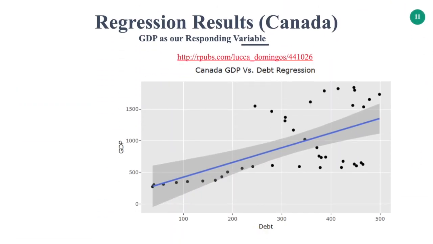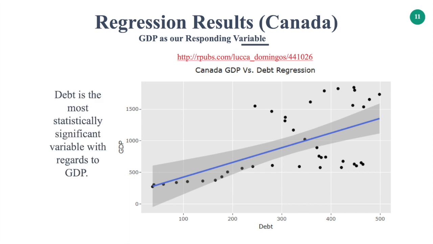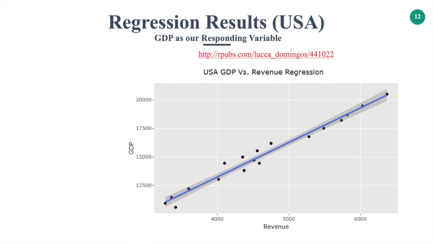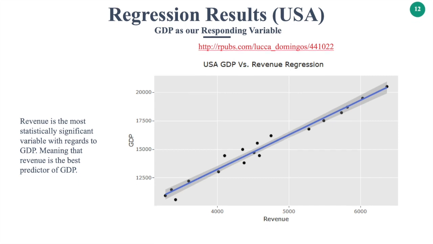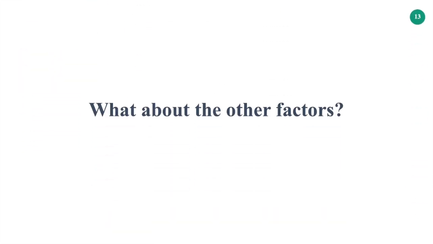As you can see with the graph, debt is the most statistically significant variable with regards to GDP, meaning that debt is the best predictor of GDP. Similarly with the USA's regression, revenue is the most statistically significant variable with regards to GDP, meaning that revenue is the best predictor of GDP. But what about the other factors that we mentioned previously?